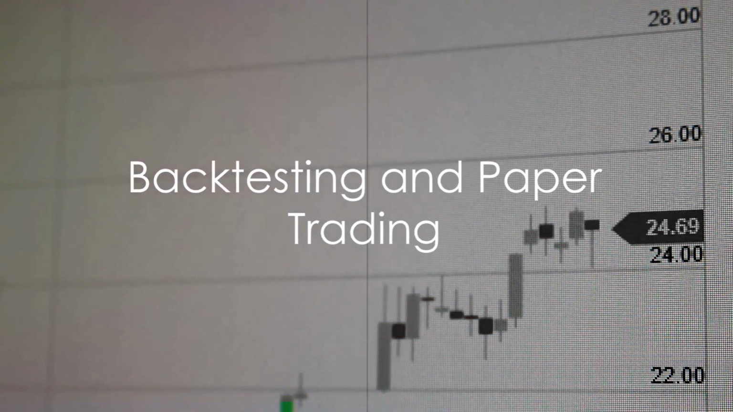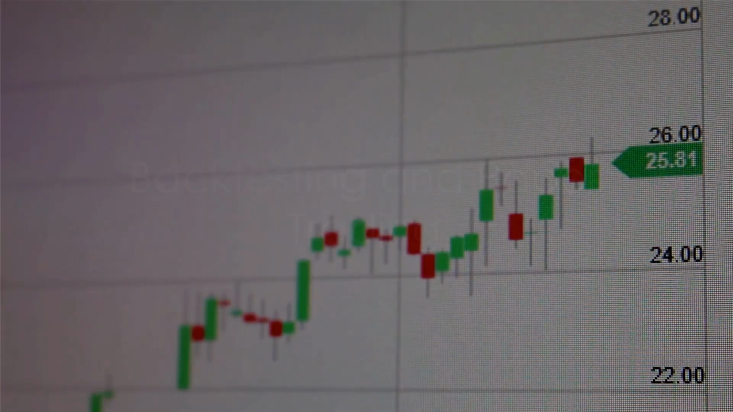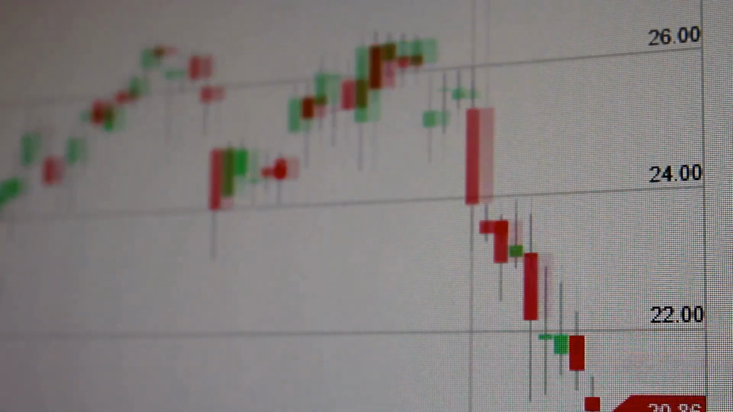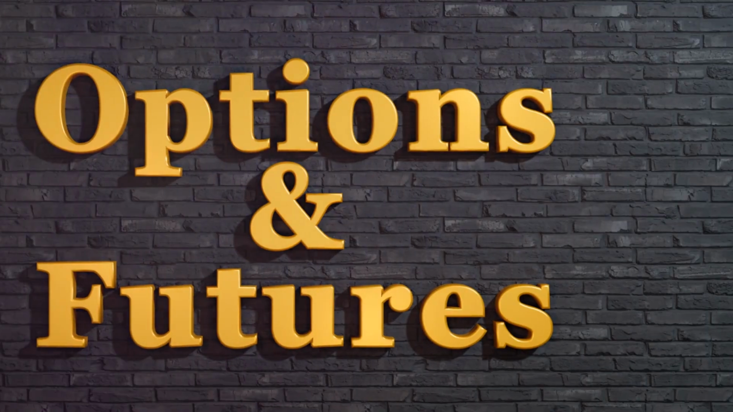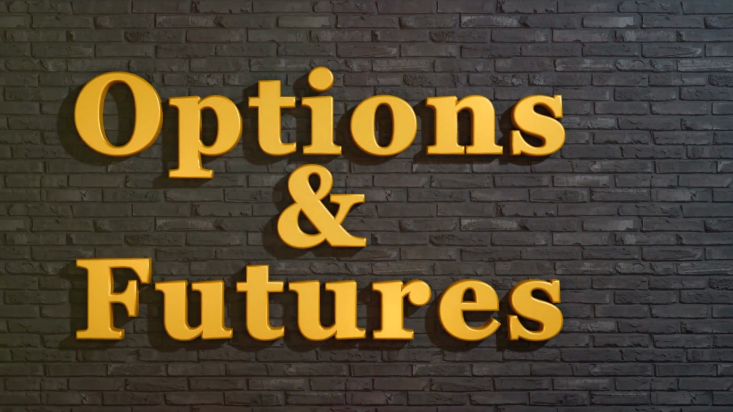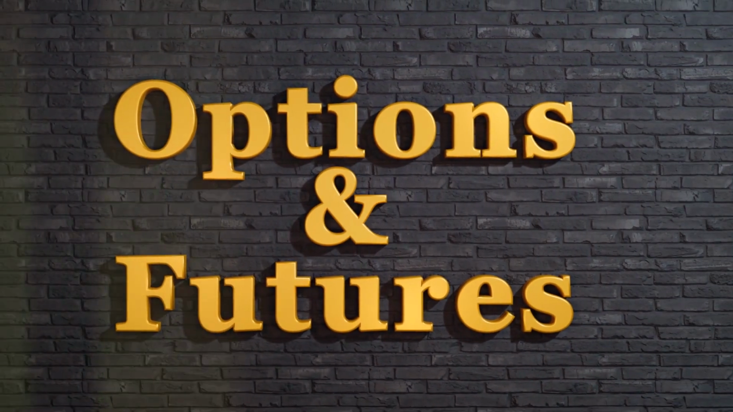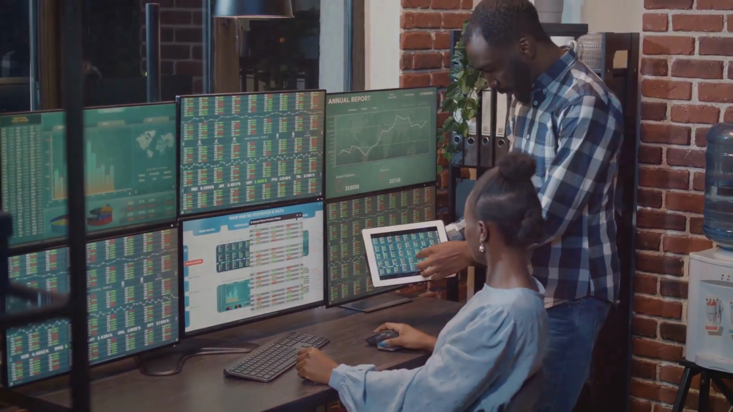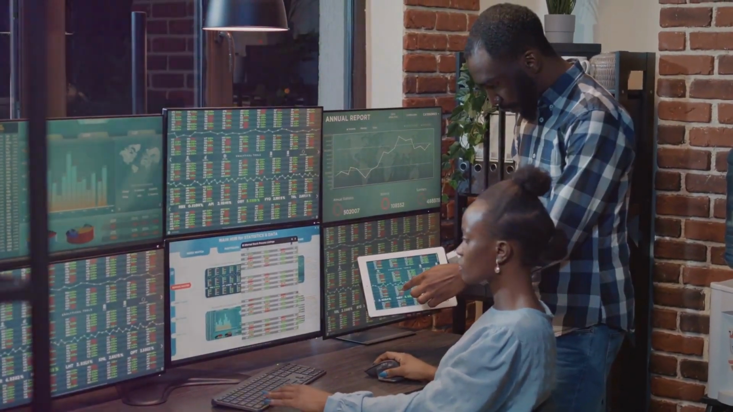Before implementing complex strategies, it's essential to backtest and practice using paper trading. Backtesting is a quintessential step in options trading. It involves evaluating a strategy's performance using historical data to see how it would have fared. Think of it as a time machine, giving you a glimpse into the past to understand how your strategy might perform in the future. It's a valuable tool that can help you refine your strategies before staking real money.